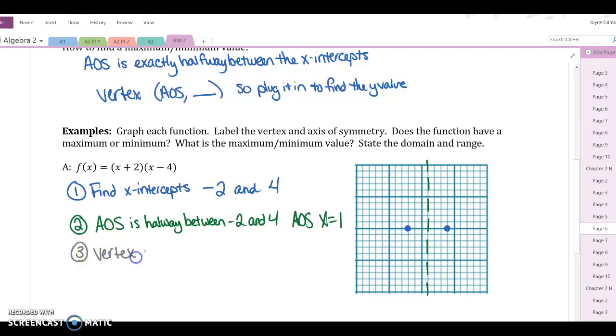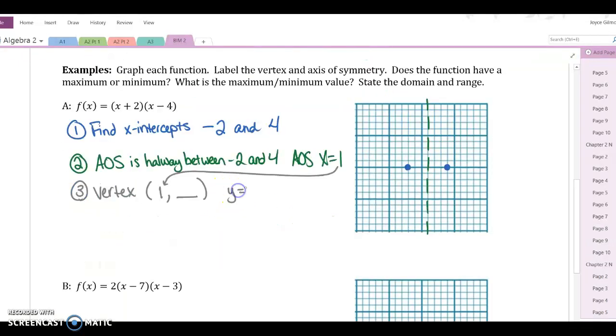Next, find your vertex. You now know that your vertex is 1, comma, something. How do I know the first part of my vertex is 1? Because that's the axis of symmetry. So if you need to make that connection to show yourself, to find the y value, we plug 1 into the equation that we are given. So plug in 1. 1 plus 2 times 1 minus 4.